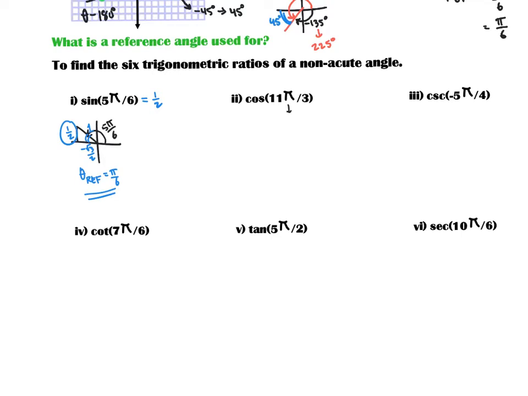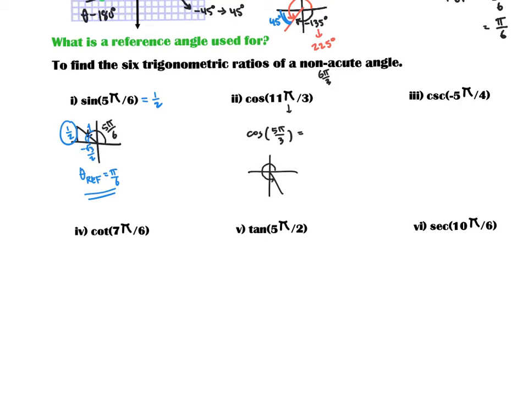Okay, let's see what quadrant this ends up in. So I'm going to subtract 2 pi, and 2 pi is equal to 6 pi over 3. If I subtract 2 pi, or 6 pi over 3, a coterminal angle would be 5 pi over 3.